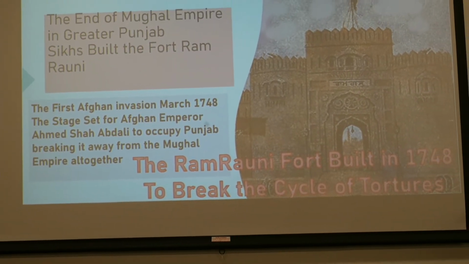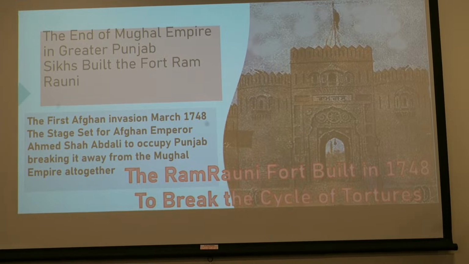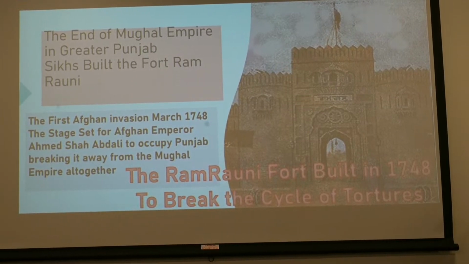So now, at the end of the Mughal Empire in Greater Punjab, Sikhs built forts. During this time, Nader Shah from Persia came, and the Sikhs were trying to make sense of the trauma they were having. They were trying to defend themselves because there was no defense at all anywhere. So they built a fort. And the first Afghan invasion happened, Amir Shah Abdali, the architect of the Afghan Empire. He launched the first attack, though he didn't have success. In the second one, he had the success.